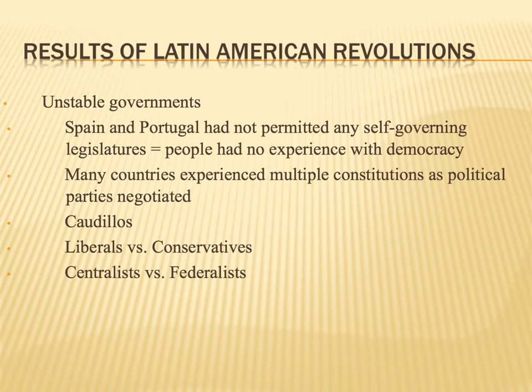There's also a lot of conflicts between liberals and conservatives, like people who wanted more of a monarchy versus people who wanted more of a representative government in Latin America. There were also issues between centralists and federalists. So a centralist, somebody who wants more power in the national government, versus a federalist, somebody who wants power to be shared between the national government and regional governments. So there were all kinds of disagreements that led to more instability in the governments in Latin America after independence.